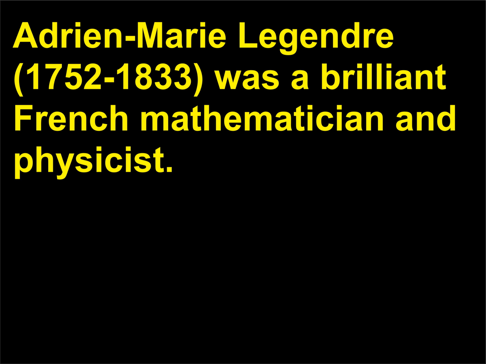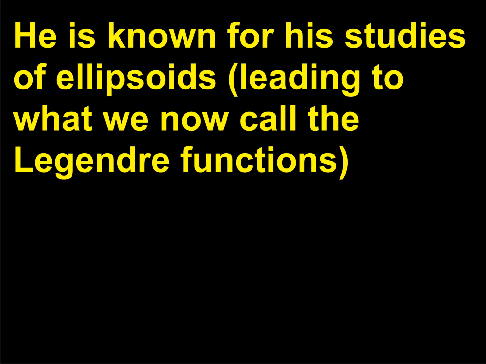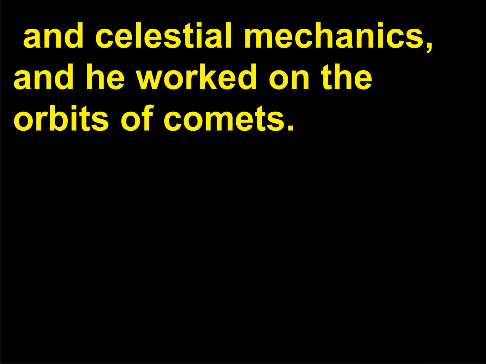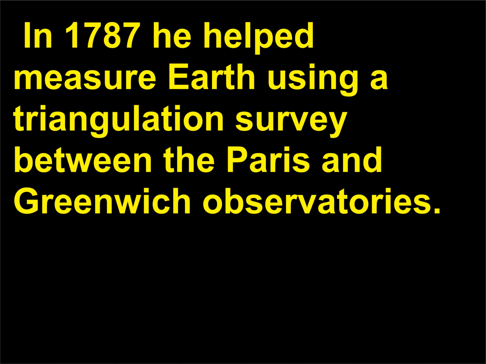Adrien Marie Legendre, 1752–1833, was a brilliant French mathematician and physicist. He is known for his studies of ellipsoids, leading to what we now call the Legendre functions, and celestial mechanics, and he worked on the orbits of comets. In 1787 he helped measure Earth using a triangulation survey between the Paris and Greenwich observatories.